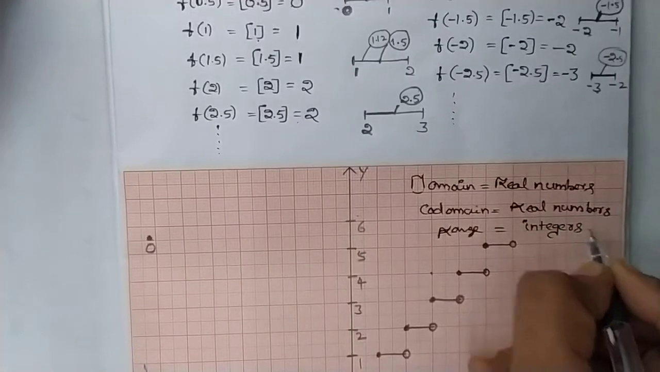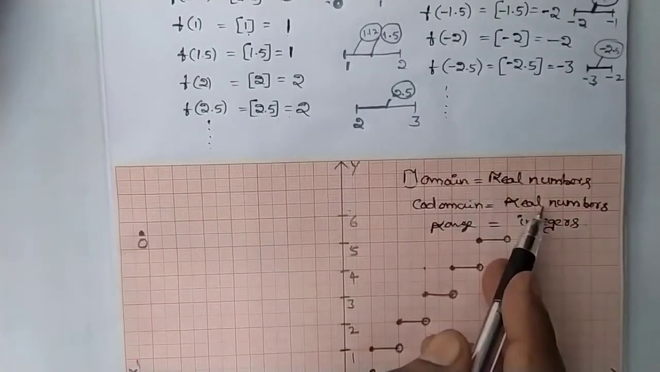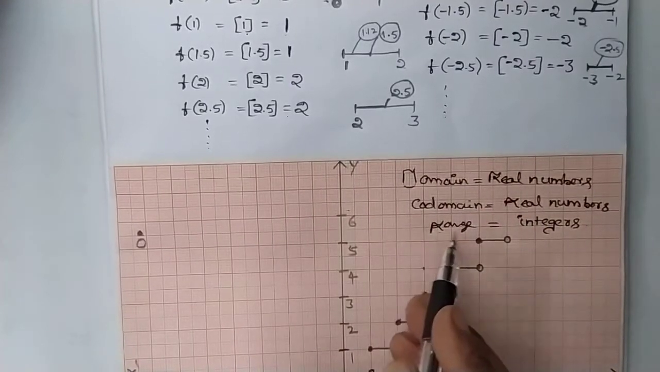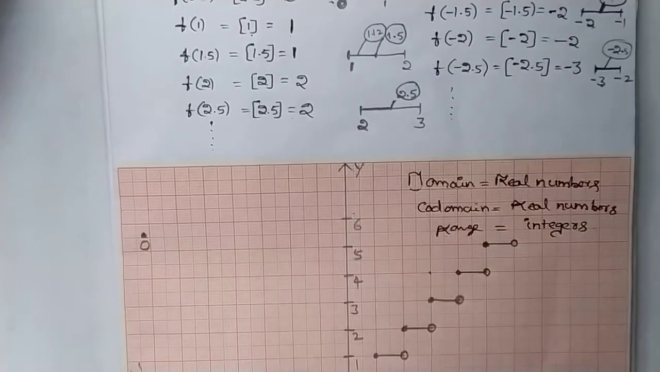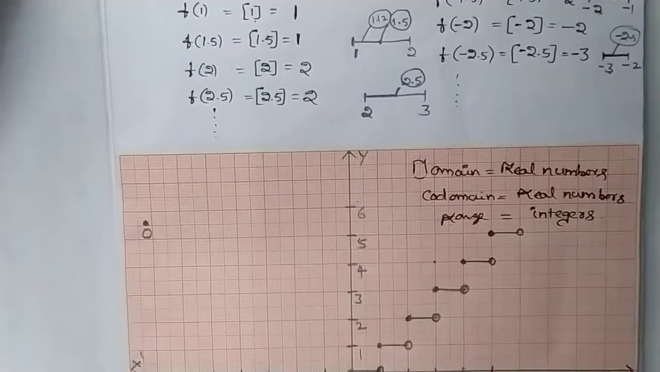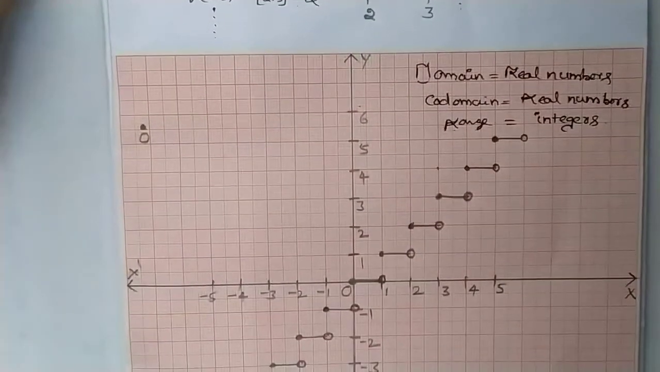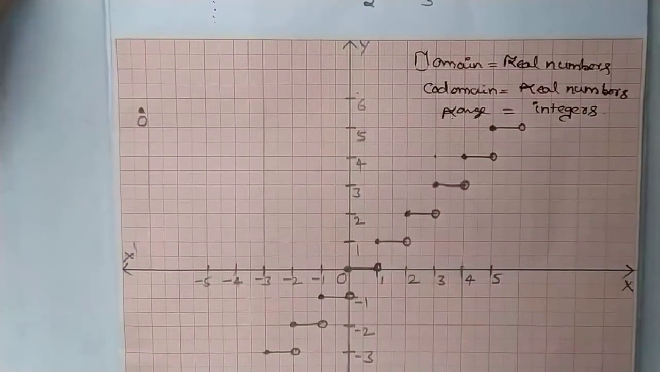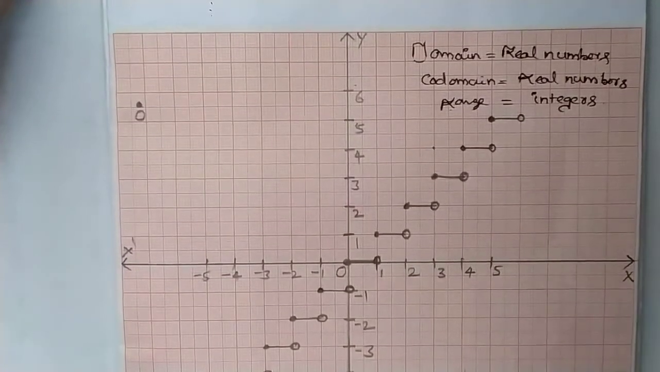Range will be integers. Hence the domain and codomain will be real numbers, but the range will be integers for the greatest integer function. Hence it is the greatest integer function. You just practice 3 or 4 times at your home. You will be perfect in this.